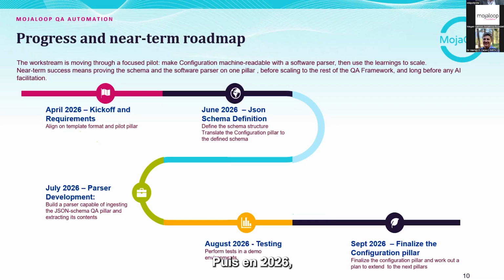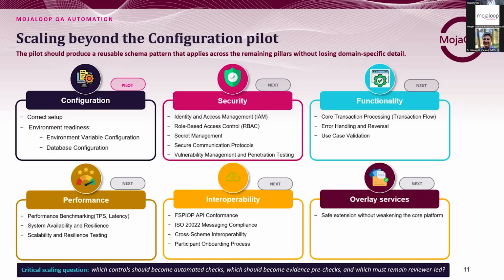Then in 2026, we should be able to roll out the solution, and the community can begin using it as we move on to the rest of the pillars. So as I've said, configuration pillar is a pilot pillar. So that is underway with delivery expected in September of 2026. We should be able to move on to the rest of the pillars: security, functionality, performance, interoperability, and overlay services, to the extent that is possible in the subsequent months and in the coming weeks.